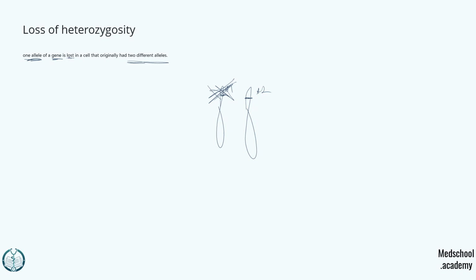So now this person has loss of heterozygosity. So what does that leave him with? Does that mean he's homozygous? Actually, since he only has one allele, there's another term called hemizygous. So this person is left with a hemizygous allele.